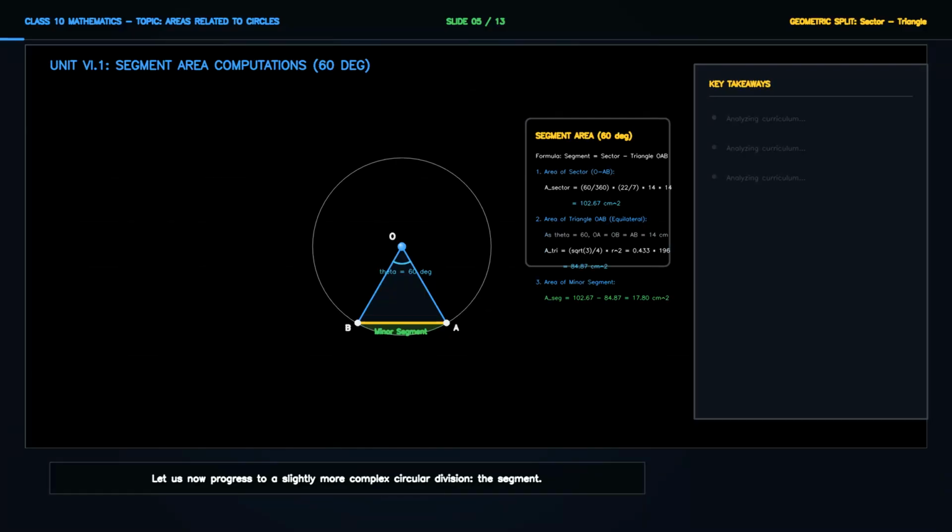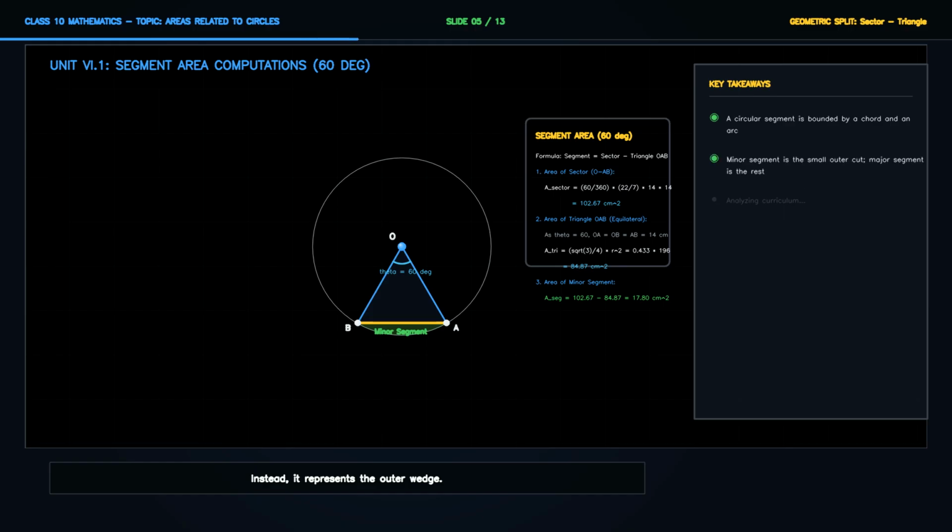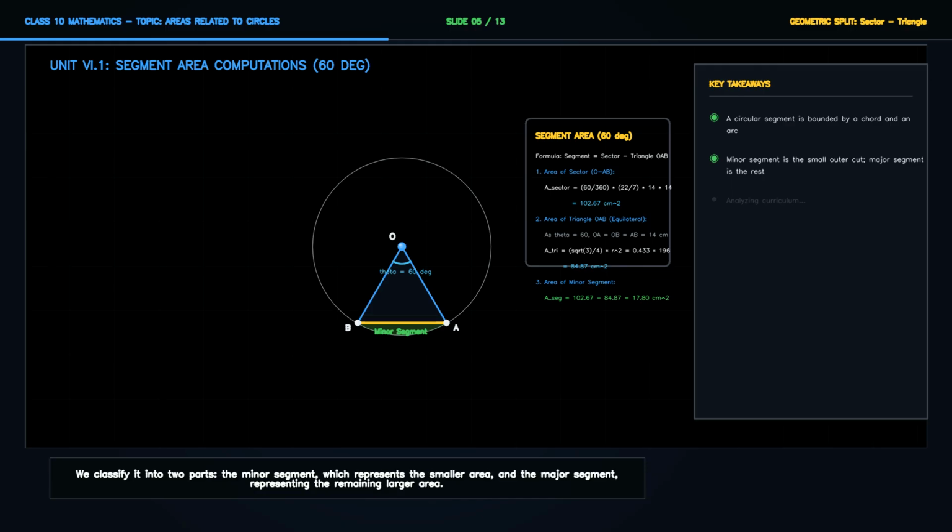Let us now progress to a slightly more complex circular division, the segment. A segment is the circular region bounded by a straight chord line and the corresponding circular arc. Unlike a sector, the segment does not extend all the way to the circle center. Instead, it represents the outer wedge. We classify it into two parts: the minor segment, which represents the smaller area, and the major segment, representing the remaining larger area.